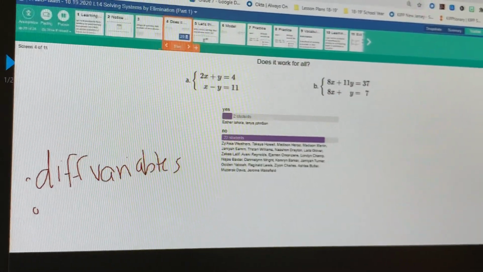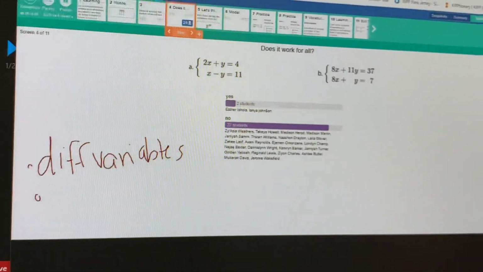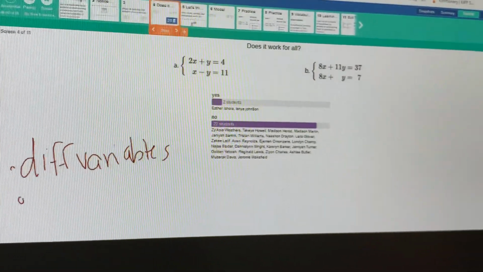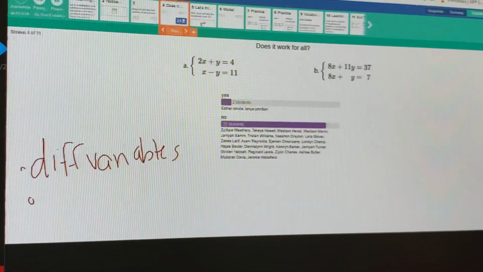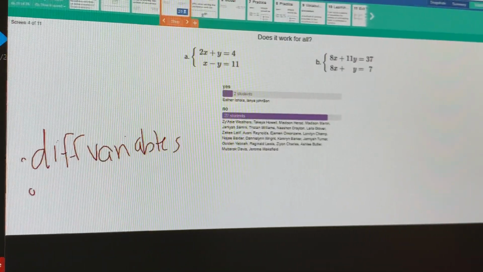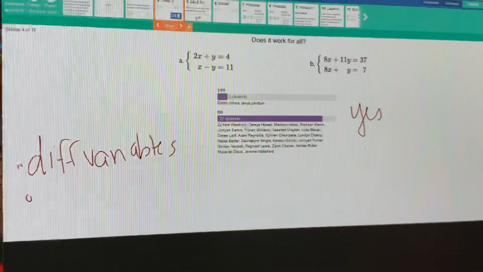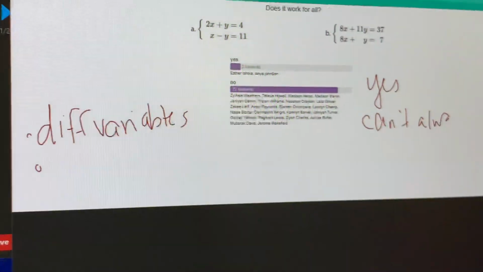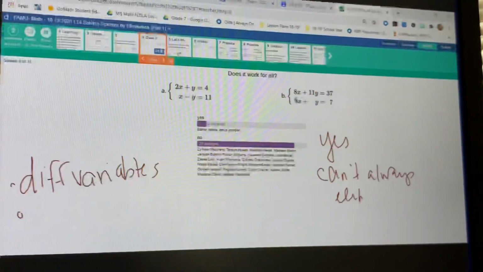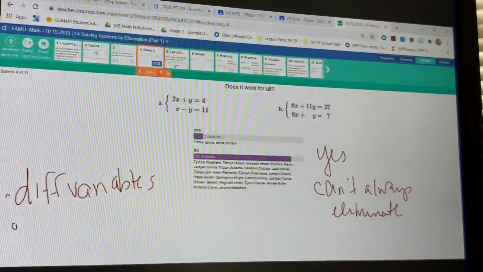Next person. I'm starting to think yes, but I picked no because I don't think you can always eliminate a part of the equation. You're saying yes, you can't always eliminate. Next person.